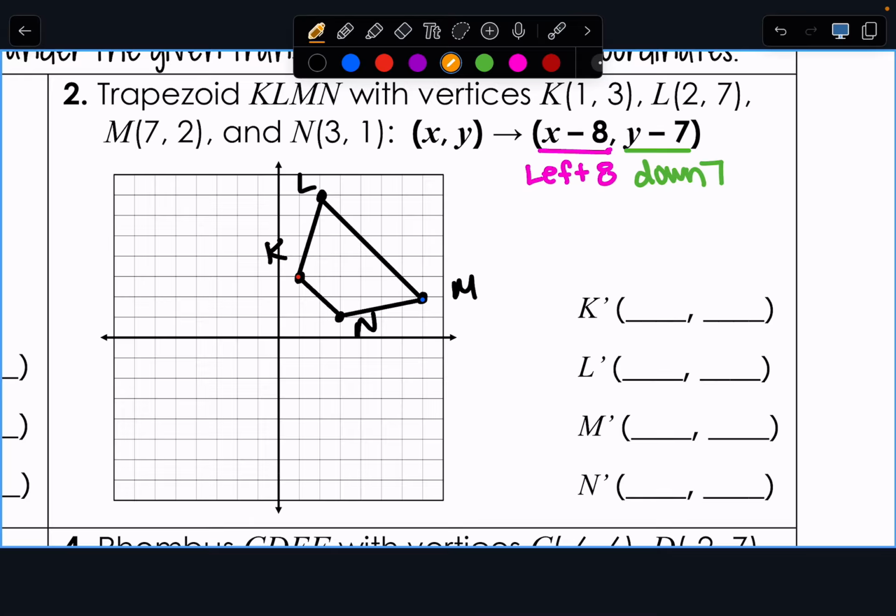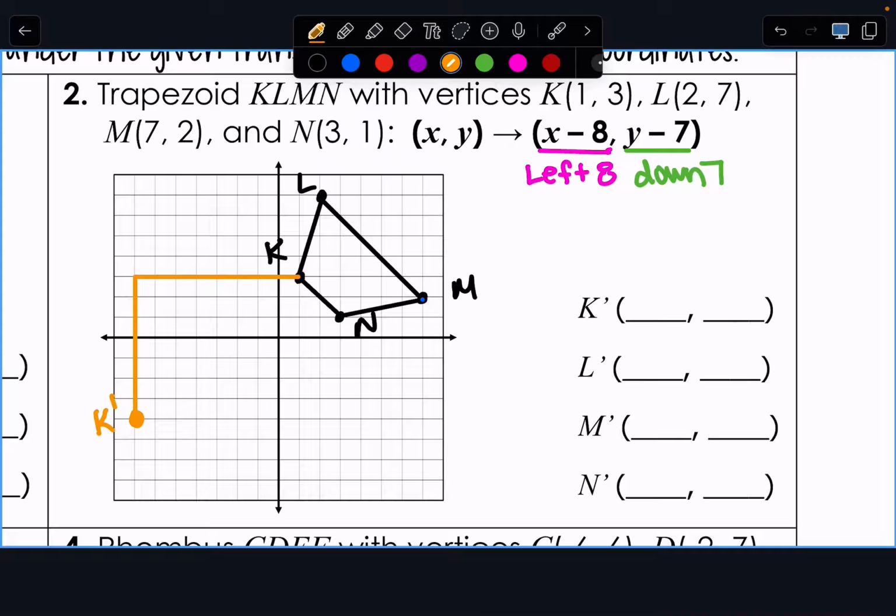So, let's start with K. Let's count left 8 and down 7. You ready? Left 8 and then down 1, 2, 3. This time I'm counting with a straight line. You can rainbow count, you can use a straight line, you can use the tip of your pencil and count the corners. I don't care.